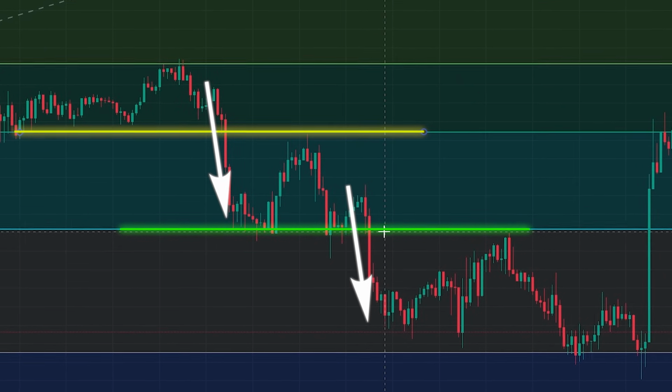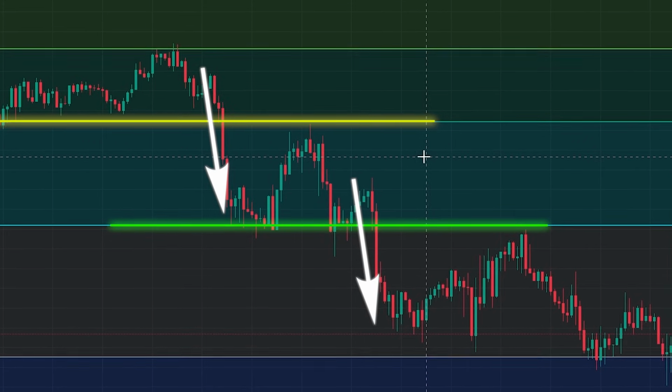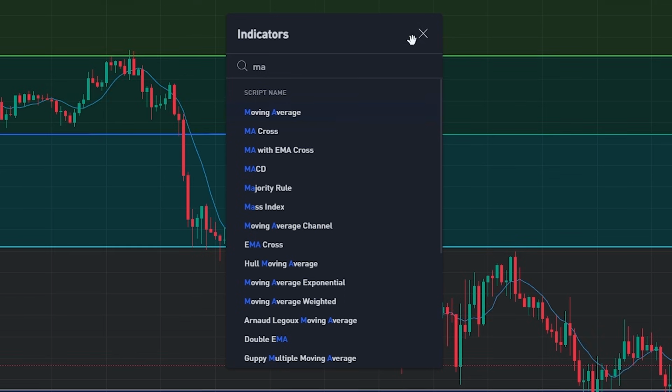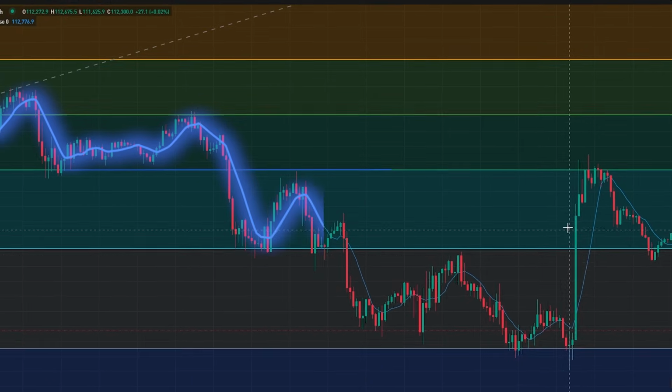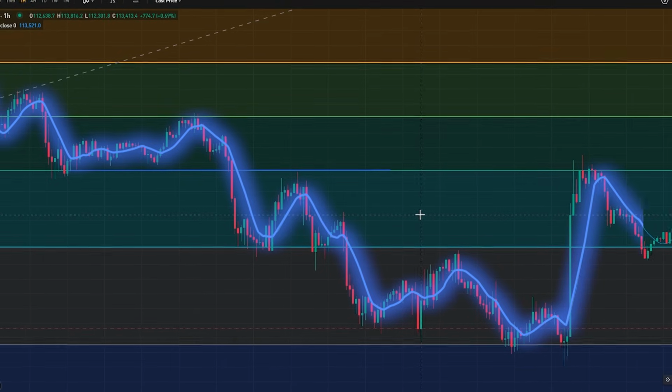Treat them as zones, not lines. Before plotting them, determine the long-term trend. Use the MA indicator to identify trend direction and wait for confirmation. A pattern, engulfing, reaction. Combine Fibonacci with standard levels, and this creates strong entry zones.